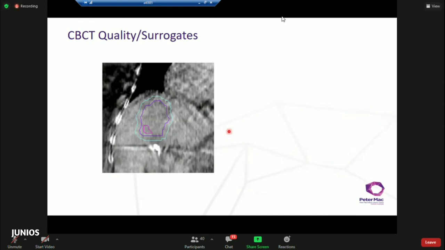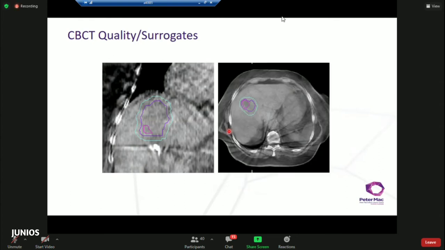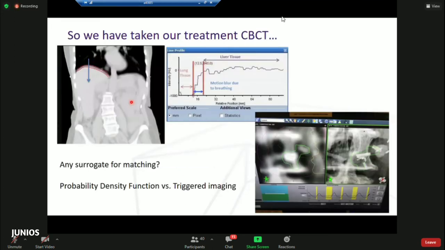Imagine this is a case where we can't really see the lesion at all in the cone beam before we hit the beam on. So can you do that? In this case, I would say the liver dome is a really good surrogate to match to. I'll call it PDF. It's not the PDF document, it's the probability density function. It's basically a line profile. It basically matches around where the lesion is.